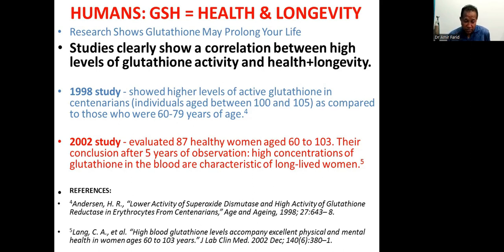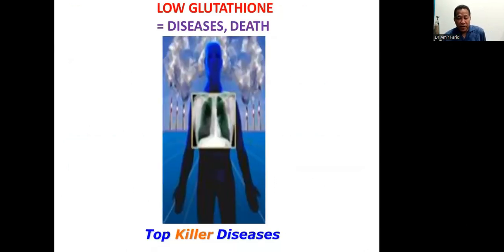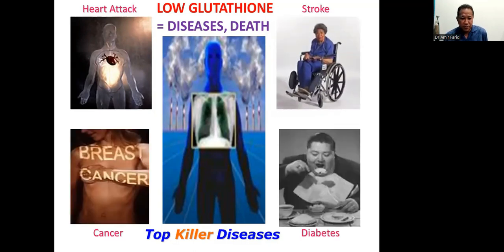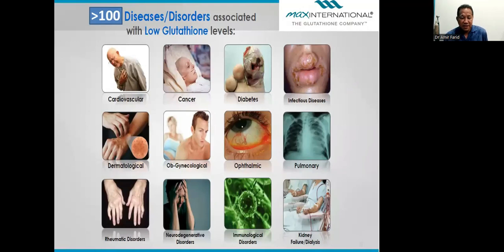Okay, so across the board, from the yeast to the worm to the mice and humans, glutathione is linked with longevity. So this is one of the statements that we can make, a claim, because this is proven by studies that glutathione can prolong life. What about having low glutathione? On the other hand, this equals diseases and early death. From heart attacks to stroke, cancer, diabetes, and many, many other diseases. More than 100 diseases have been shown to be associated with having low glutathione levels.